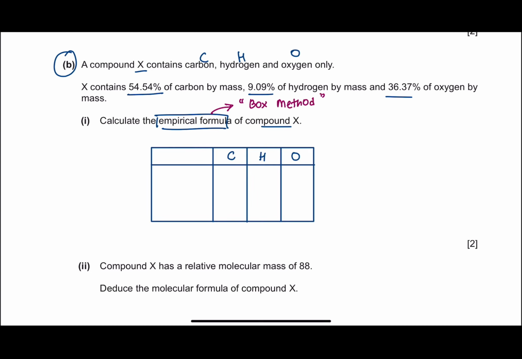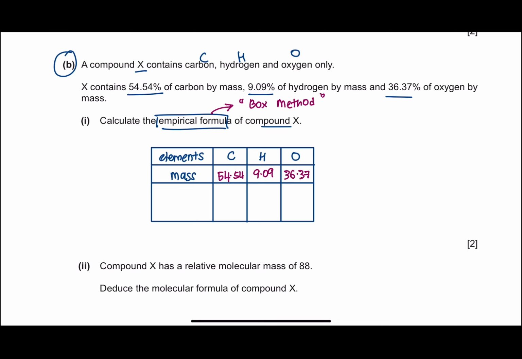So first of all, list down all the elements that you have in the top of the box column. So over here you have carbon, hydrogen, and oxygen. On the first row, make sure you fill up all the mass for each of these elements. So for carbon, you have 54.54%. For hydrogen, you have 9.09%. And for oxygen, you have 36.37%.